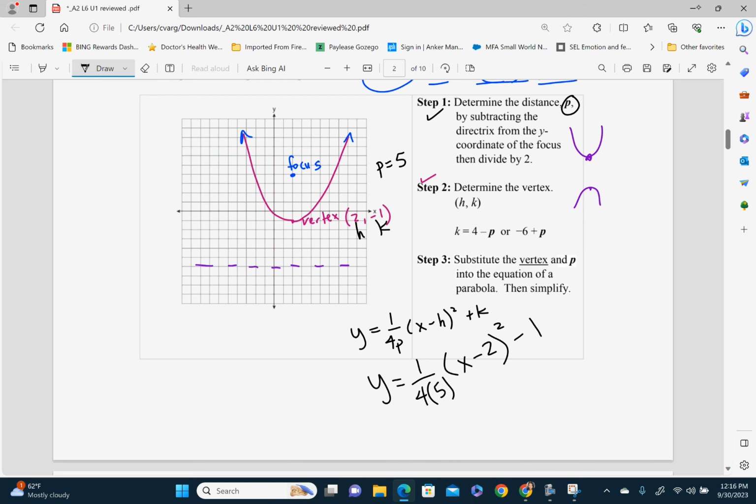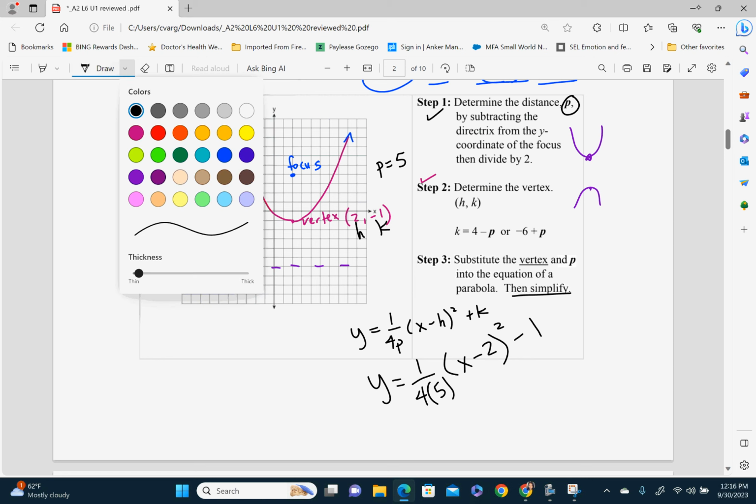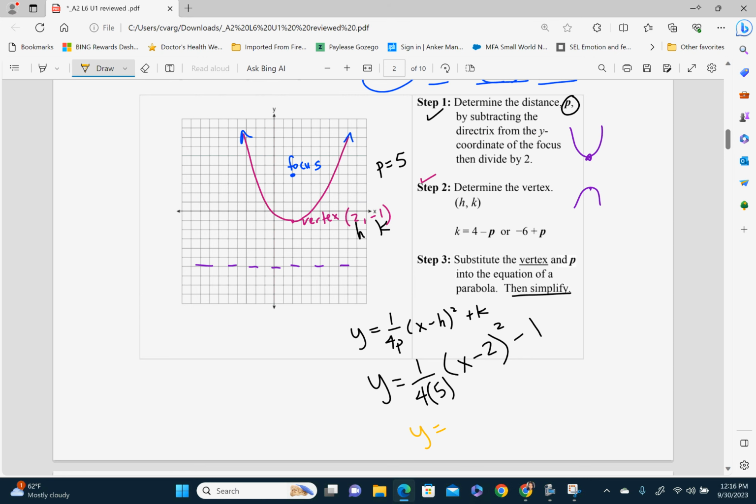All right. So now it says, lastly, we're going to simplify. Let me just change colors here. Let's do some bright orange because we're happy that it's almost done. So 1 over 4 times 5 is 20. X minus 2, can't simplify that, so we're going to leave it as x minus 2 squared. And we already did the plus 1 times a negative 1 is a minus 1.